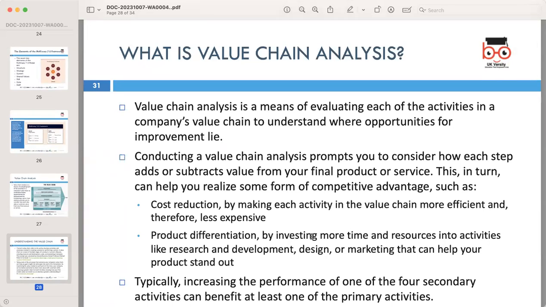So in a sense, value chain analysis helps you evaluate each step of your company's value chain to understand where improvements can be made. This tool prompts you to consider how each activity affects the final product or service. It is about creating a competitive advantage through cost reductions, product differentiation, or performance enhancement. Understanding how your company creates value can also help you identify your competitive edge.